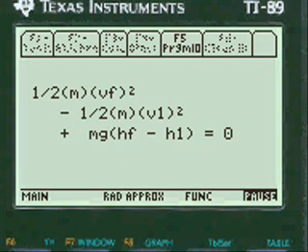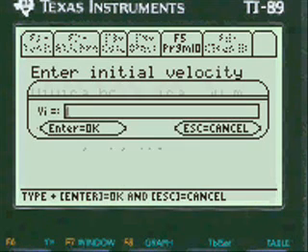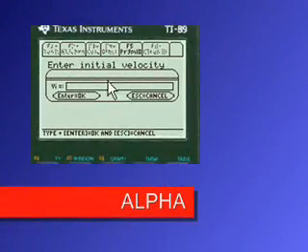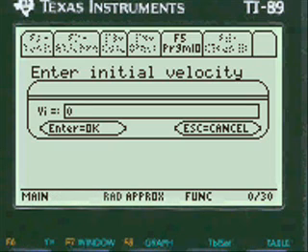Which happens in a vacuum. And so you're dividing both sides by m. So here's the formula without the mass in there. And we're asked to, you have to press alpha before you enter anything in my entry lines. You're asked for initial velocity. If it's at rest, then you just push alpha and put a 0 in there.